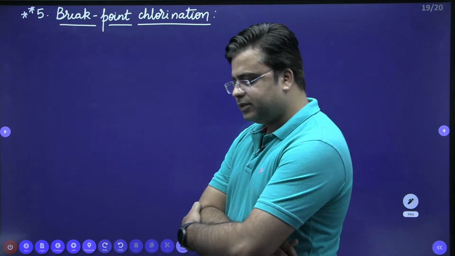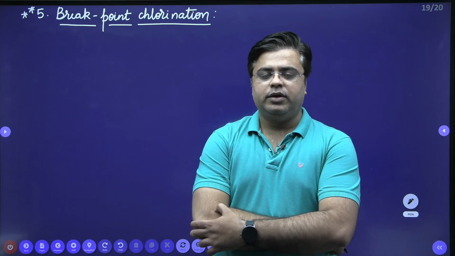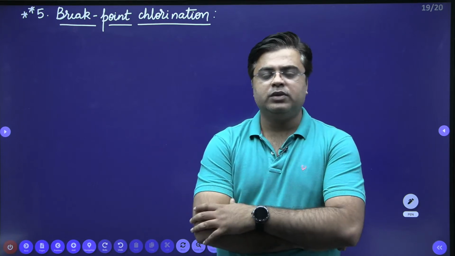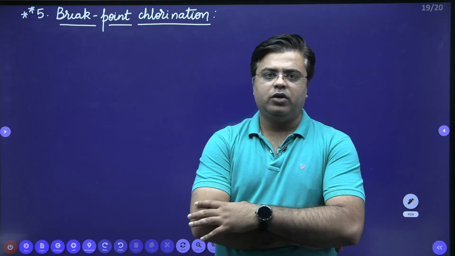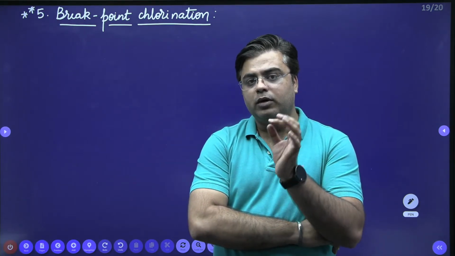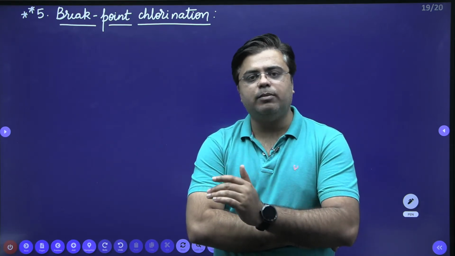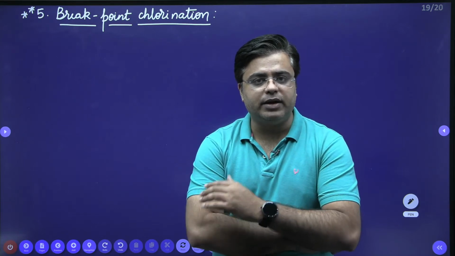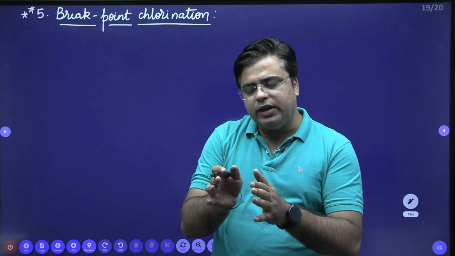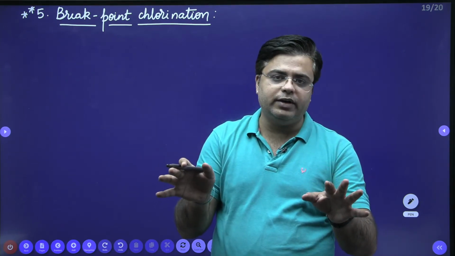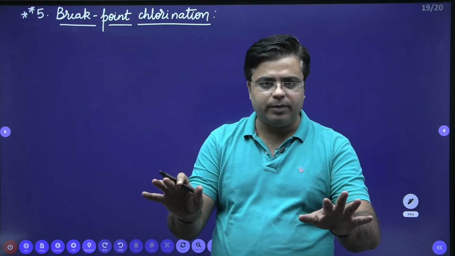Before beginning this breakpoint chlorination, you need to know a few things about chlorine. Then only you can understand this. First one is, when you add chlorine to water, chlorine will form free forms of chlorine, and chlorine will also combine with ammonia present in the organic matter to form chloramines. So simultaneously, when you add chlorine, you have two different forms of chlorine available: free forms of chlorine and combined forms of chlorine, which are known as chloramines.